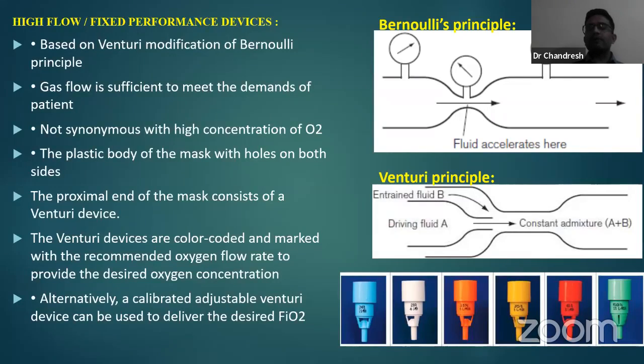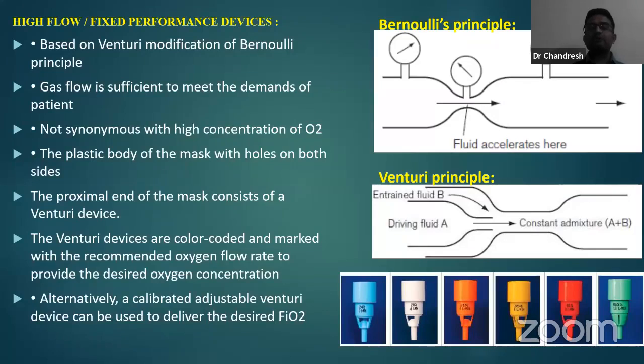Maybe if you have kept an oxygen flow rate of 15 liters, at the end the patient might be getting almost 45 liters per minute of flow. So in this way, you can provide the higher flow and a precise, prefixed FiO2. Based on this modification, the Venturi mask and Venturi devices are made. It is not synonymous with a high concentration of oxygen.